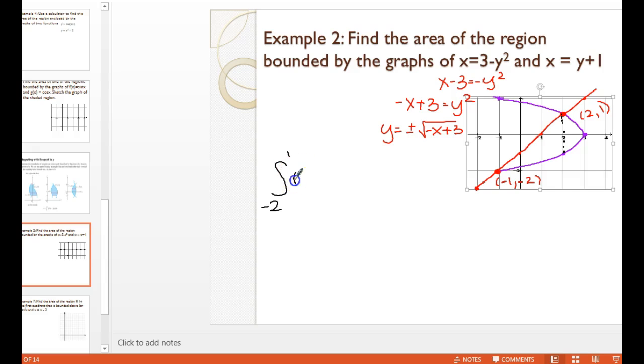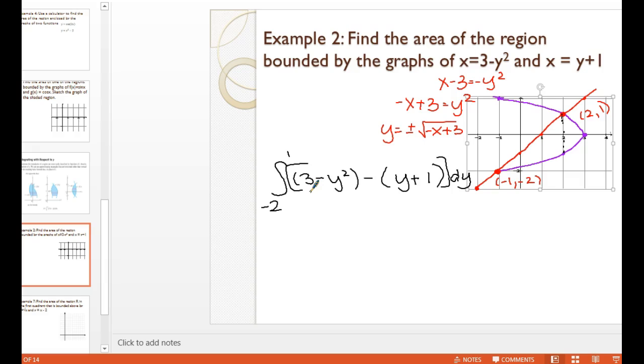So what that means is I'm going to take 3 minus y squared, because that's the purple graph, and I'm going to subtract from it the red line, which is y plus 1. The variable with which we integrate doesn't change how you integrate. All we're doing is changing how we integrate in terms of the graph.